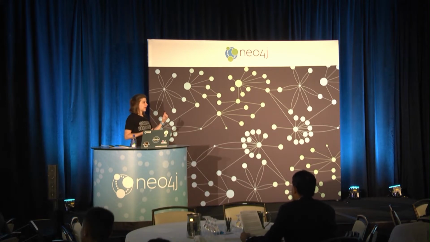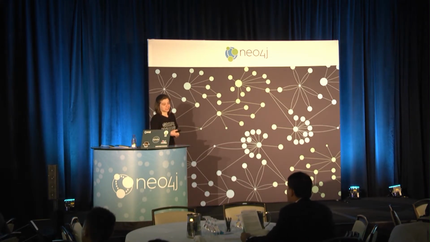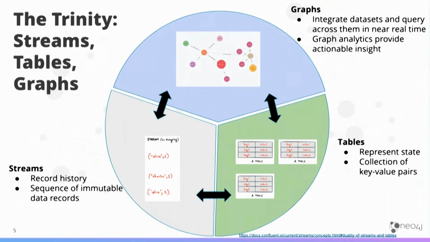However, we want to add a third dimension into this, which is adding in a graph layer. With streams, you're dealing with recorded history, a sequence of data records. With tables, you're dealing with mostly key value pairs, the current status of data at a particular time. And graphs add another dimension to this. It allows you to integrate all of these data sets together and look at how they're connected, what the relationships among the data are, and combine that with graph analytics over the course of all of your data, to get some real insights.